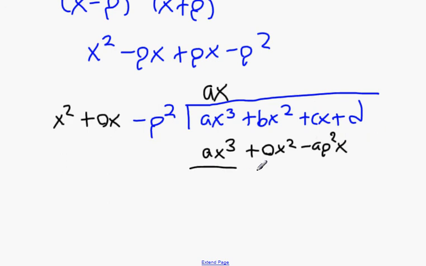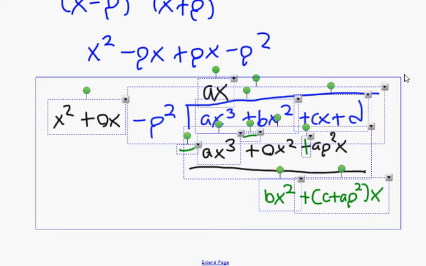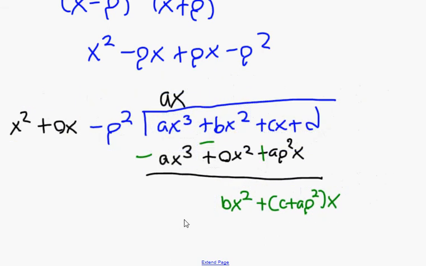squared x. Take them away, we're going to get minus, plus, so we're going to get bx squared plus, we're going to factorize that, it's going to be c plus ap squared x. Okay, so c plus ap squared x. Just double check that one, this is where I made the mistake last time. Make sure don't do it again. Then the d comes down.